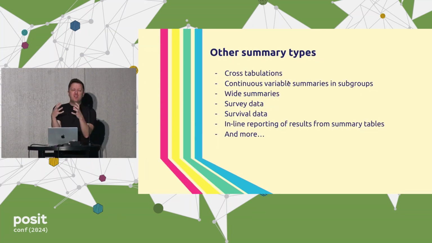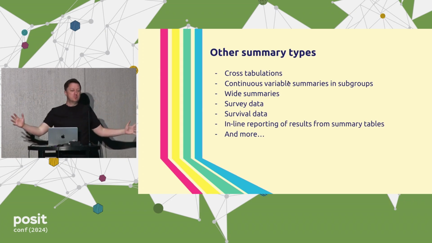So we've covered some really basic summaries here, but I wanted to just touch on that there are cross tabulations and other continuous subgroup type analyses that you can do, wide summaries where you have your N and %, for example, in different columns. Survey data, survival, or time to event data is easy to summarize. And any number that you see in a GT summary table can be reported in line in an R Markdown document or a Quarto document using some other functionality that we have. So I just love that for the entire reproducibility, like end-to-end part of it.